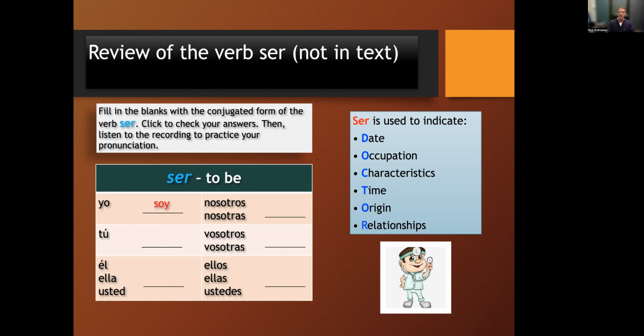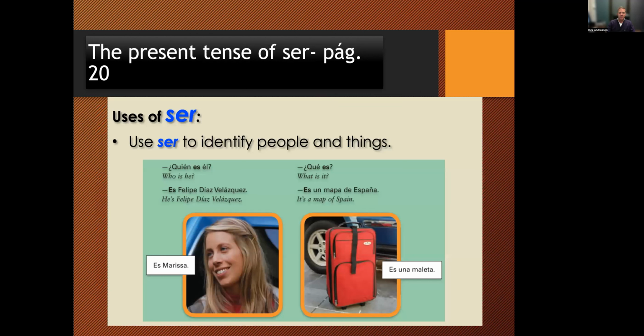Yo soy. Tú eres. Él, ella, usted es. Nosotros, nosotras somos. Vosotros, vosotras sois. Ellos, ellas, ustedes son. Okay? Hope you got them. If not, you're going to want to pause here and go back and do it again. You're going to have to, again, memorize these and use them enough that it just becomes rote, that you just know what these forms of the verb are.